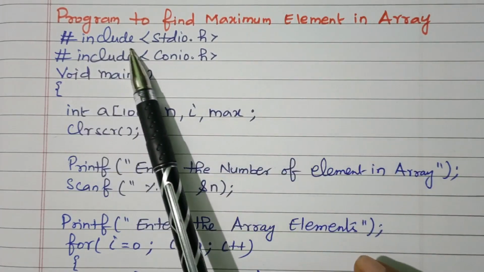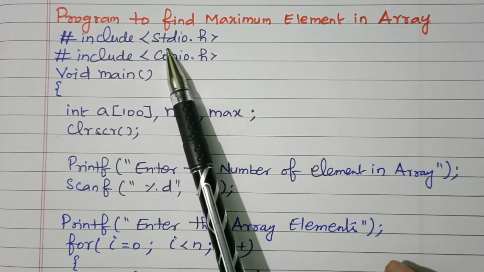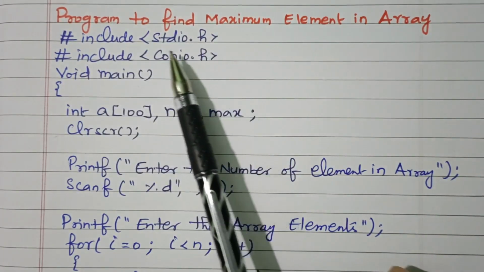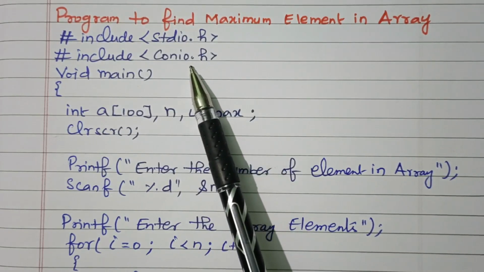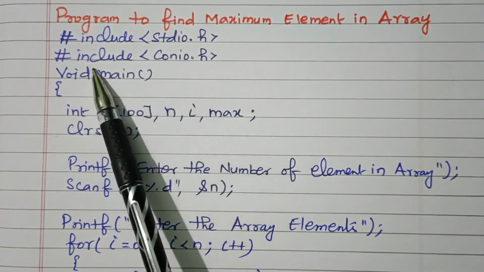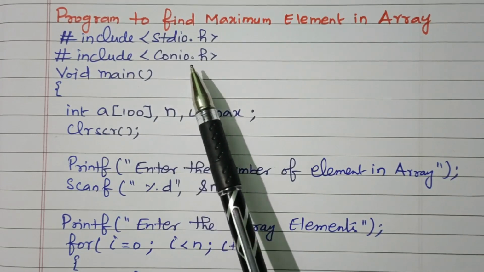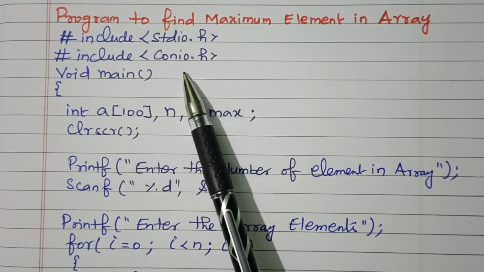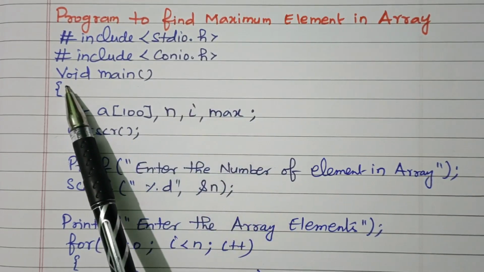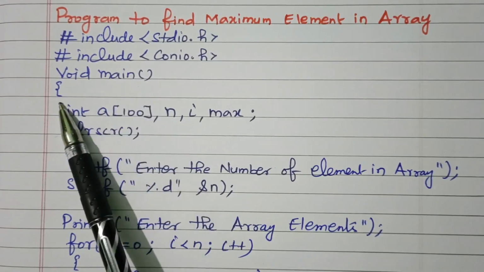First we will include the header files. #include <stdio.h>, standard input output header file. This is used for printf and scanf. #include <conio.h>, console input output header file. It is used for clrscr and getch. Then we can start the main program, void main, open the brace.